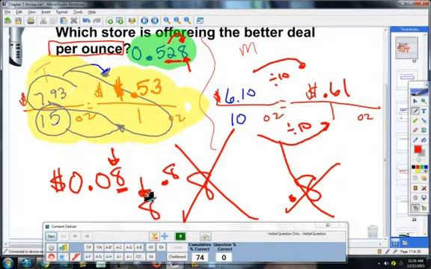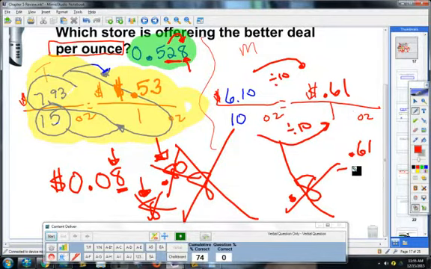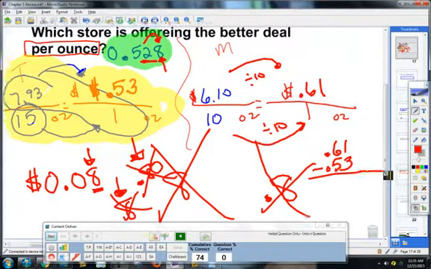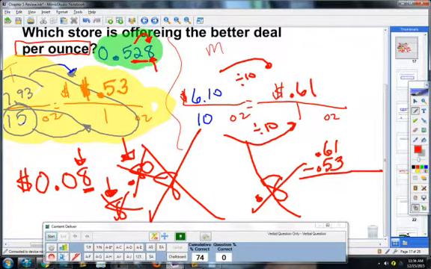Okay? If you just write 8, or if you write 0.8, that's wrong. This one right here is referring to $8. This one right here is referring to 80 cents. That is not correct. That is an 8 cents difference. Just subtract 0.61 minus 0.53. Subtract them, check them in your calculator.